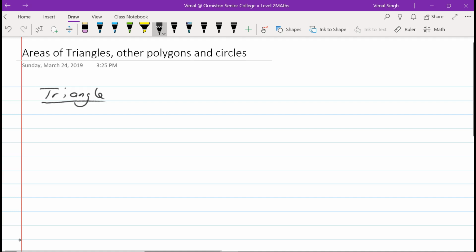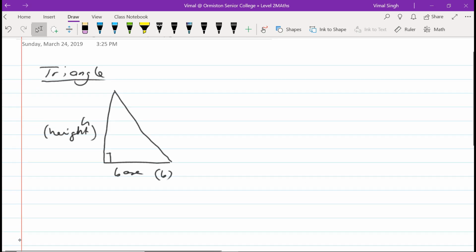I'm going to look at three different shapes for the triangle. The first one is a right angle triangle, and I think all of you should be familiar with how to work out the area of a right angle triangle. So I'm going to label this. Let's say this is the height of the triangle, and this is the base. The area is given by half times the base times the height.